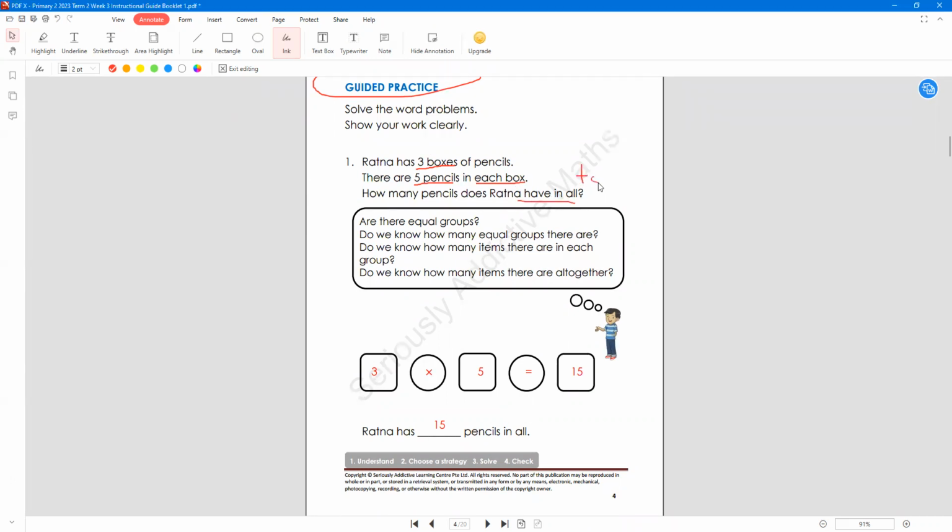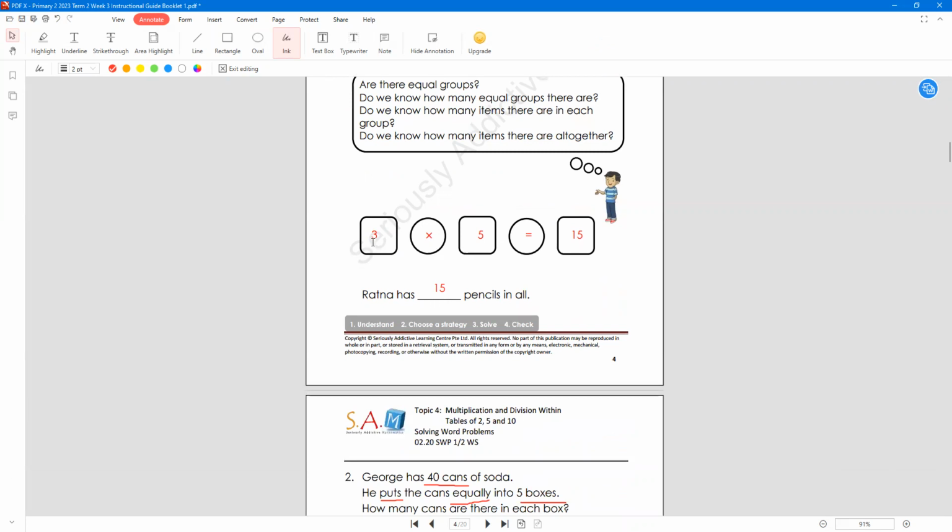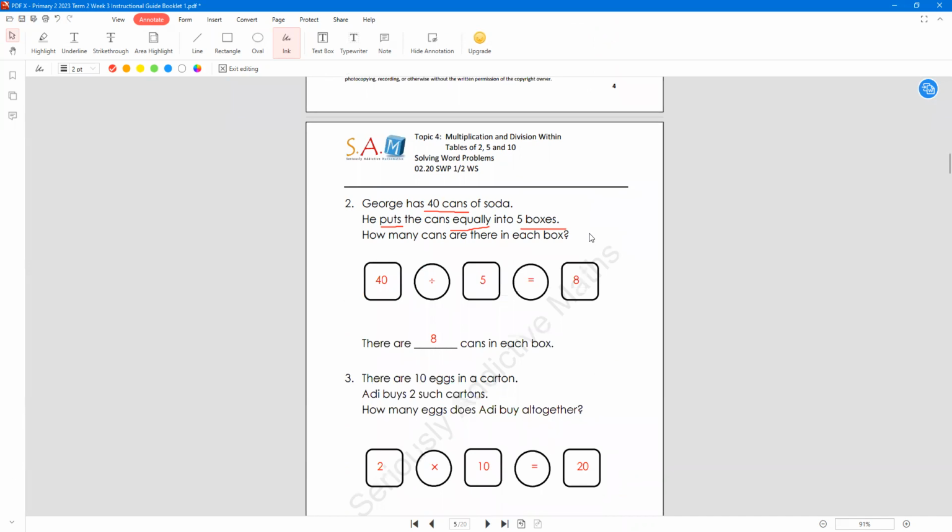Total altogether. So what students should pick up is 3 boxes. 3 boxes actually stands for groups. Remind them that this means 3 groups. And in each group, how many pencils are there? There are 5. So the equation is 3 groups of 5, which is 3 times 5, and then equals 15. So that's the way to do this question.